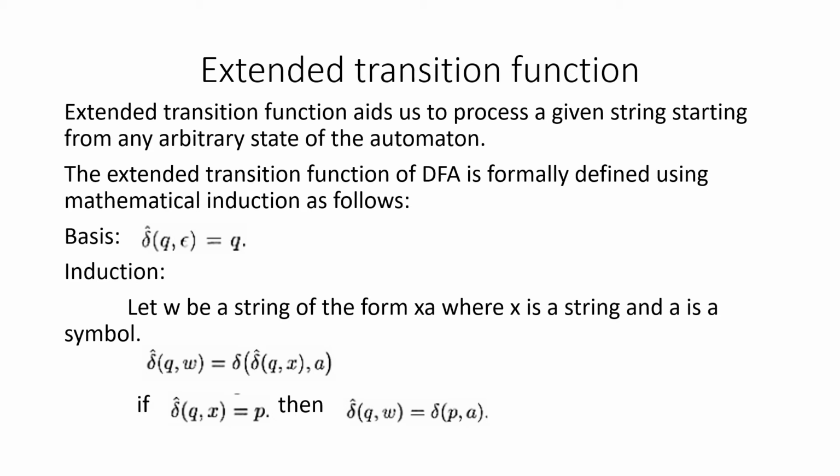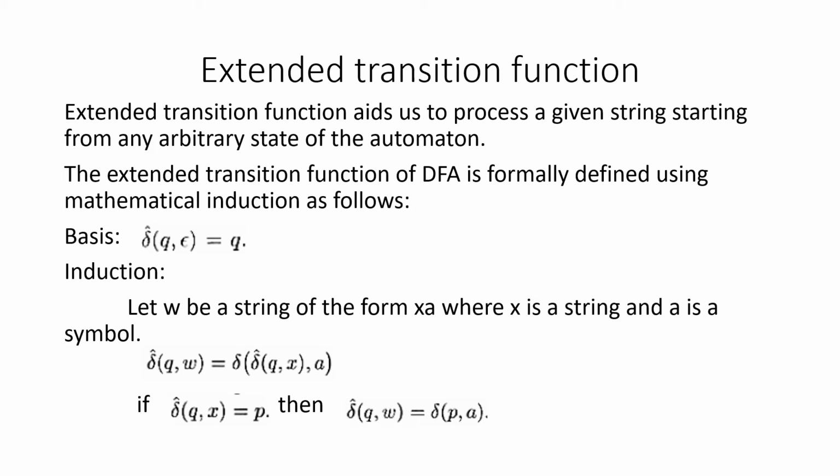So we define the extended transition function using mathematical induction. Actually, the mathematical induction consists of two parts. One is the basis part and another one is the induction part. So in the basis part, we consider that there is no input symbol. We know that if no symbol is present, we represent that with the empty string. So q comma epsilon is equal to q. So being in a state, if an automaton does not scan any input symbol, then there is no possibility for the automaton to move from one state to another state. So hence it remains in the same state, right?